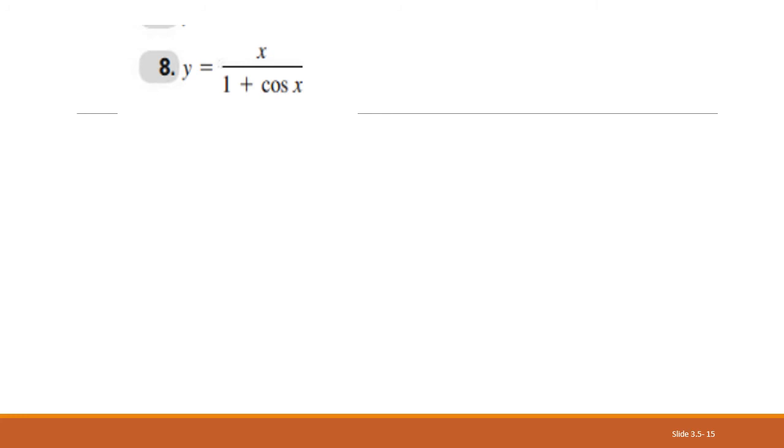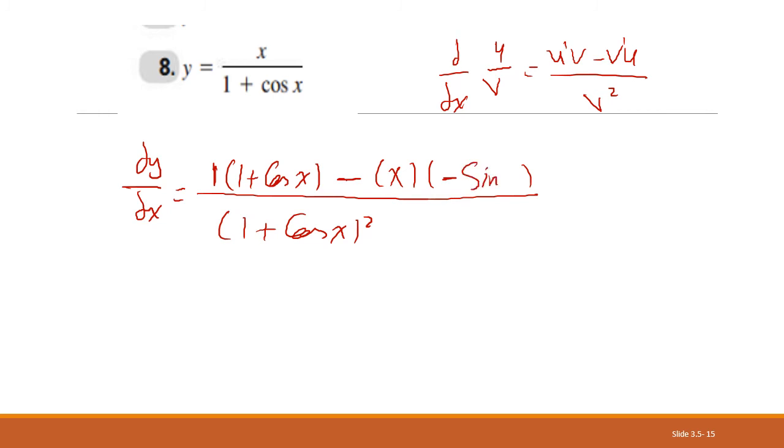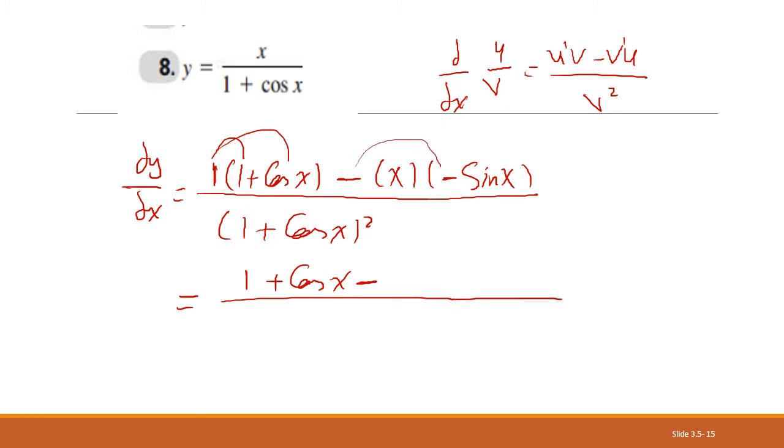y is equal to x over 1 plus cosine x, and I want to find the derivative of y, dy by dx, with respect to x for the function. It's a quotient rule, and we know that d by dx for the quotient rule u over v is equal to the square of the denominator, u dash v minus v dash u. So dy by dx is equal to 1 plus cosine x squared, then the derivative of x, which is 1, multiplied by the denominator, minus the numerator multiplied by the derivative of the denominator, which is negative sine x. So 1 times 1 is 1. 1 times cosine is cosine x, minus negative multiplied by negative is going to be positive, x sine x, over 1 plus cosine x all to the power of 2.